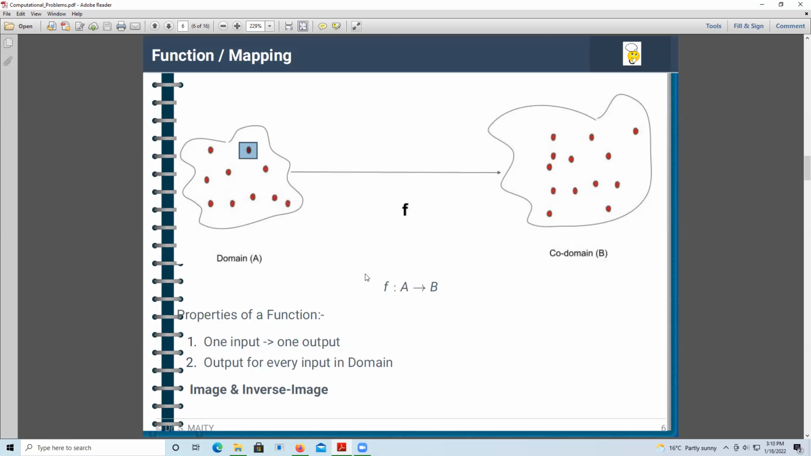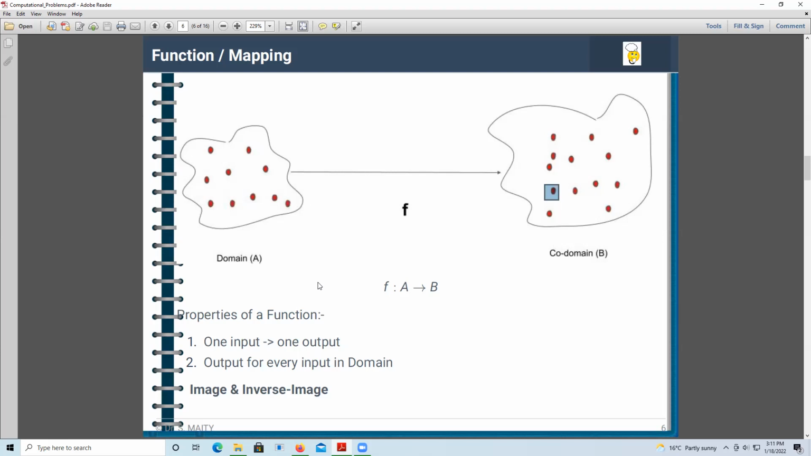So the function is a kind of relationship which is either one-to-one or many-to-one for multiple inputs. For example, for this input and this input, we may get a single, same output, so many-to-one is allowed in a function. One-to-one and many-to-one, these two types are allowed, but one-to-many or many-to-many are not allowed.